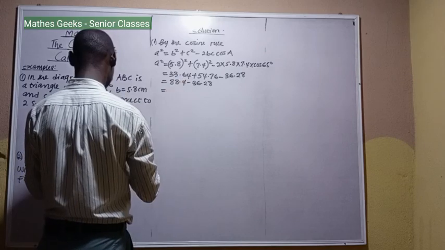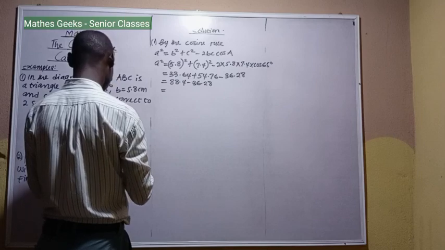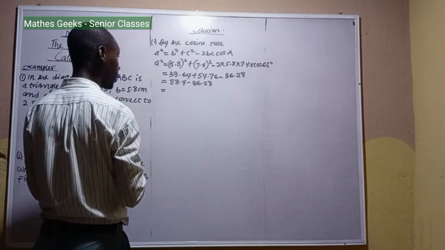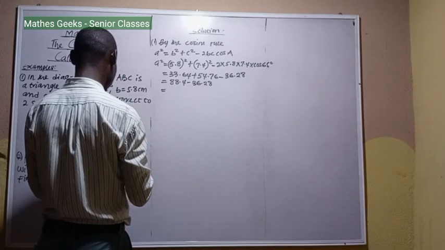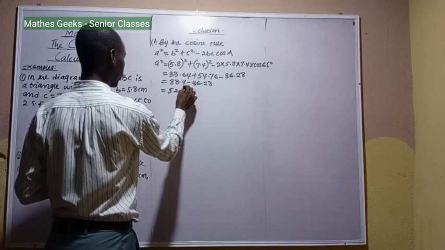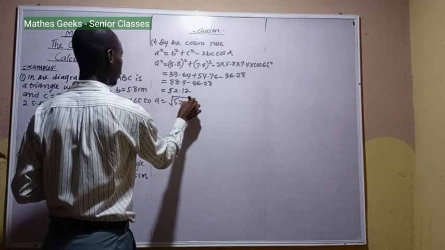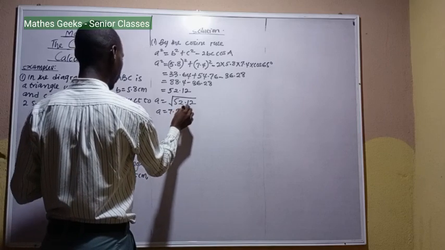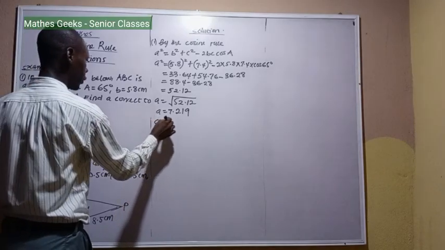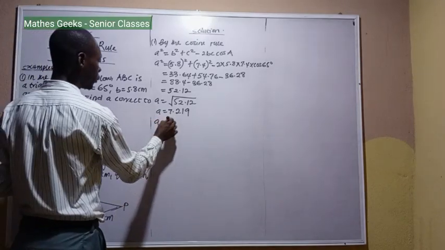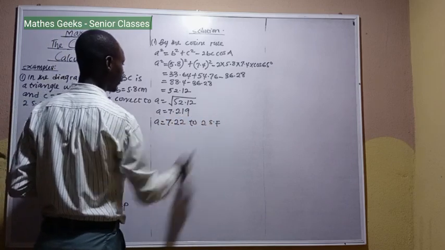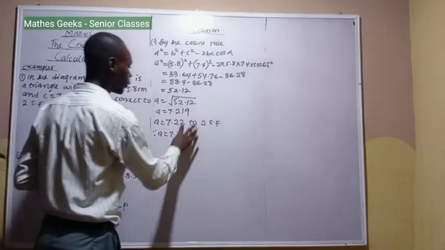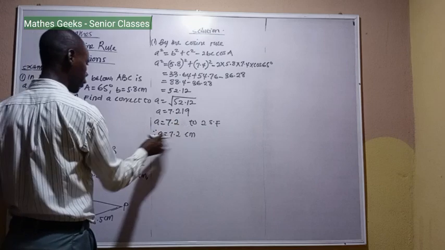Let me do it again. 33.64 plus 54.76 is 88.4, minus 36.28 is 52.12. So a is equal to the square root of 52.12. a is equal to 7.219. We're told to find a correct to two significant figures, so a is equal to 7.22, and to two significant figures, 7.2 centimeters.